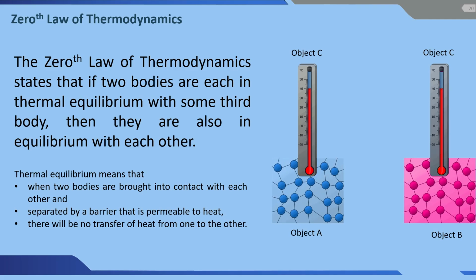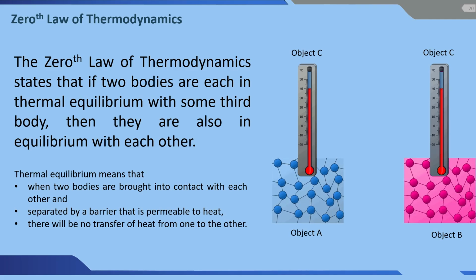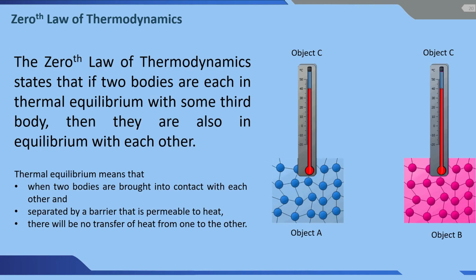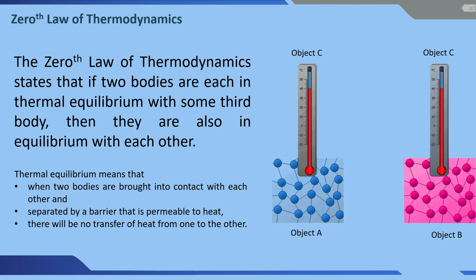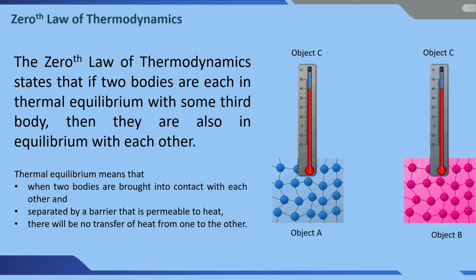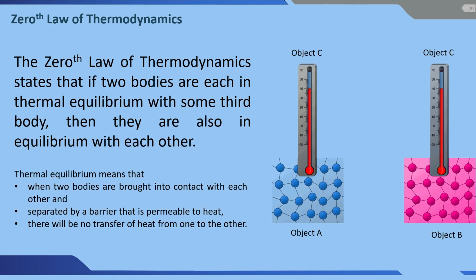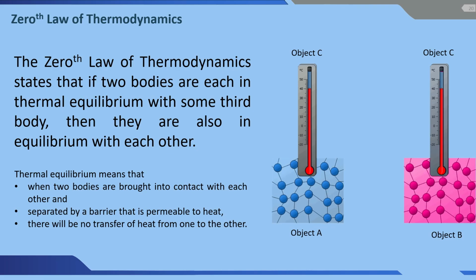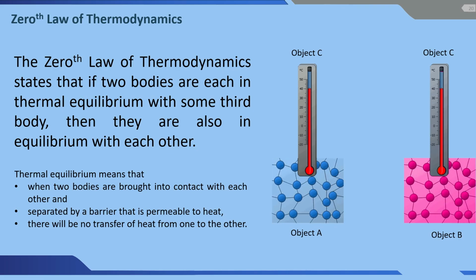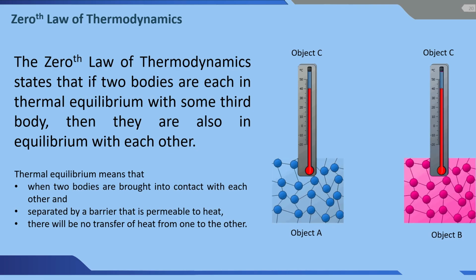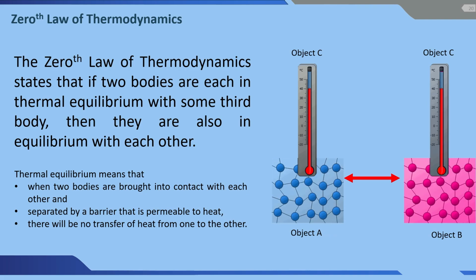So we can use a thermometer as our object C in our example here to measure temperatures. If the thermometer reaches thermal equilibrium with whatever we are measuring, like object A here, and because of the zeroth law, we know that if we take the same thermometer to measure object B, then we can say that object A and object B are also in equilibrium with each other.